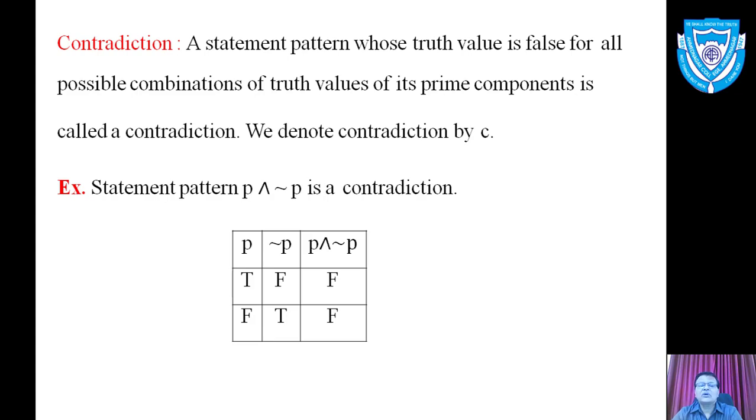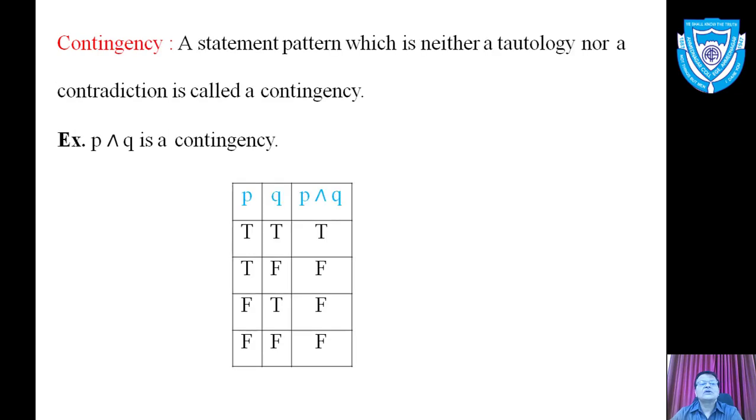So, tautology and contradiction are opposites of each other. Now, there is a third word. It is called contingency. Third possibility. If we look at the table in the last column, we observe that all entries are neither T, nor all entries false. So this is neither a tautology nor a contradiction. Let us read the definition. A statement pattern which is neither a tautology nor a contradiction is called a contingency. So what is contingency? It is neither a tautology nor a contradiction.